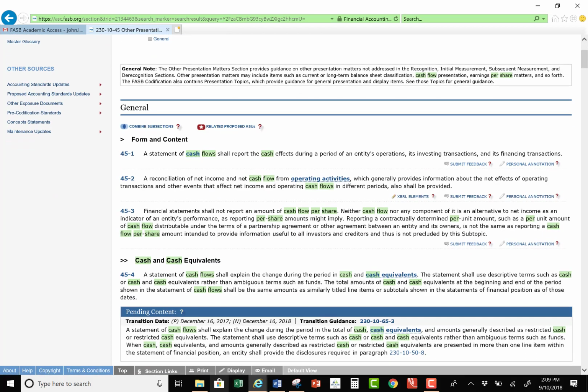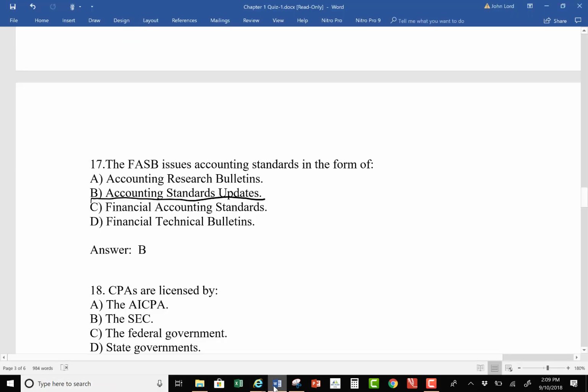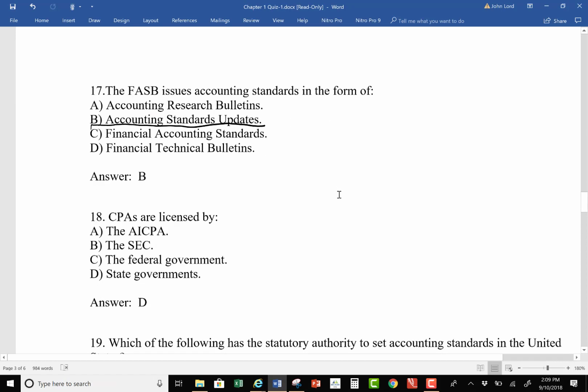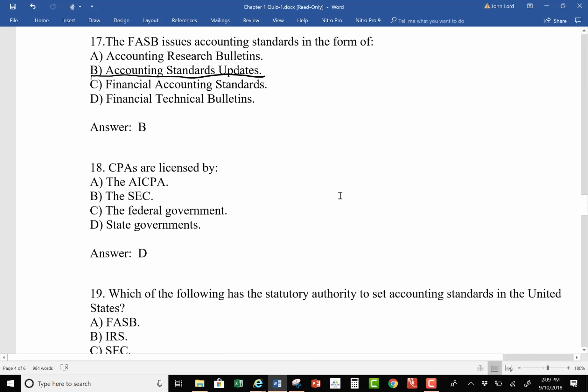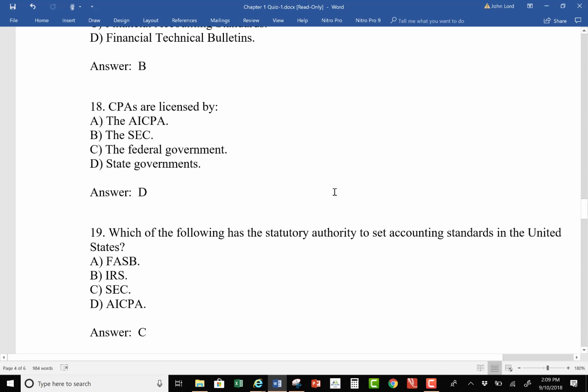Okay, good. So when they update this, going back to the test, they update this through the accounting standards update. The accounting standards update updates the codification when they come up with a new standard. Okay, good. Number 18, CPAs are licensed by the state, right?